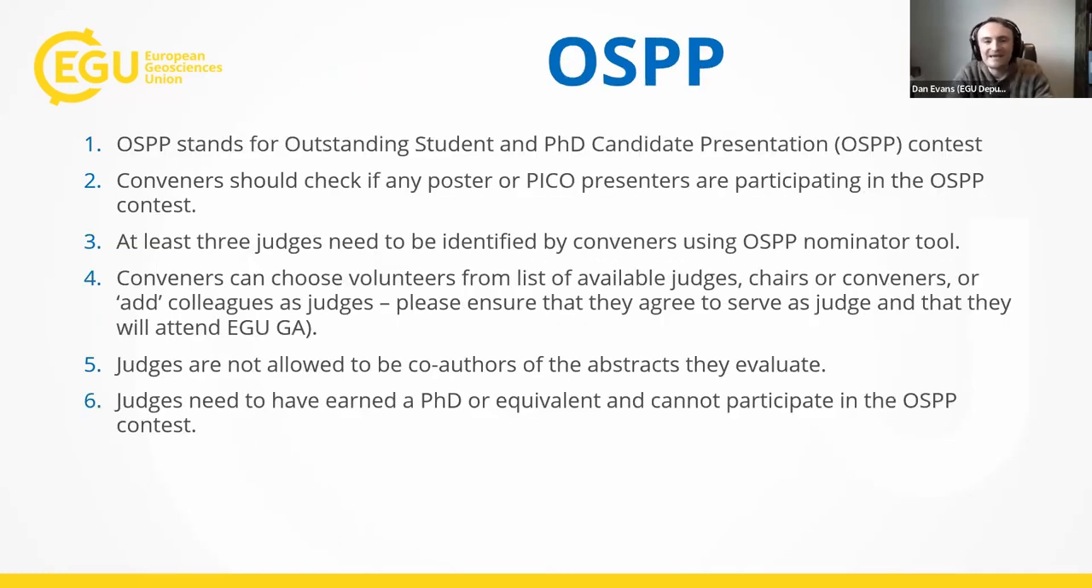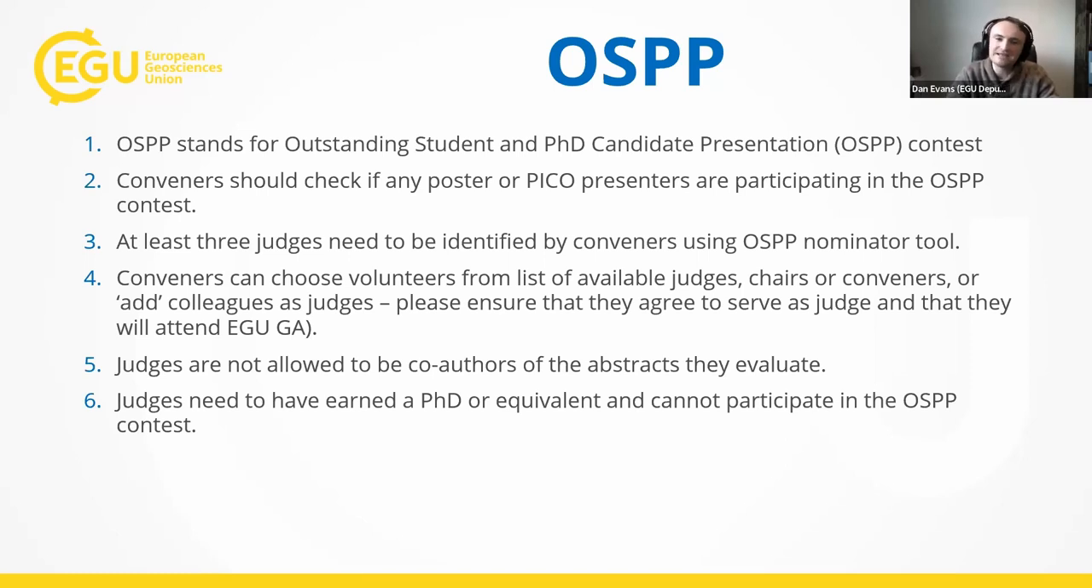I mentioned OSPP. This is the Outstanding Student and PhD Candidate Presentation Contest. And once again, I'm taking this directly from the EGU24 website. So if you're a convener this year, you should really check if any contributions in your session are participating in the OSPP contest. And this is up to the individual author to decide whether they want to participate in the scheme. So do check if you've got any presentations participating in such a contest. And you can find that information out using your convener's pages.